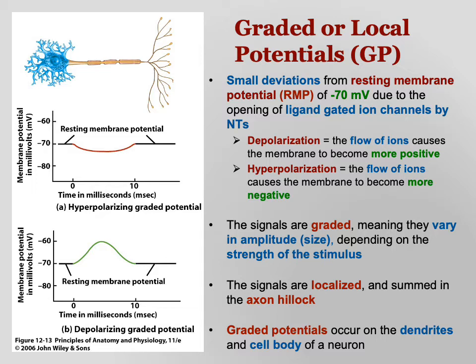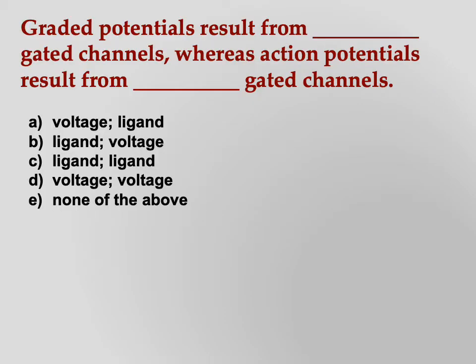And for the most part, the way we're looking at it, we're going to see graded potentials happening mostly on the dendrites and on the soma, and action potentials are only on the axon. So let's take a look here. Graded potentials result from what kind of gated channel, whereas action potentials result from what kind of gated channel? Did you pick up on this? I mentioned it just a couple slides ago.